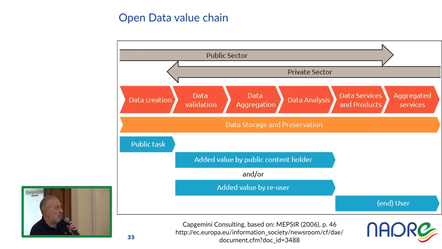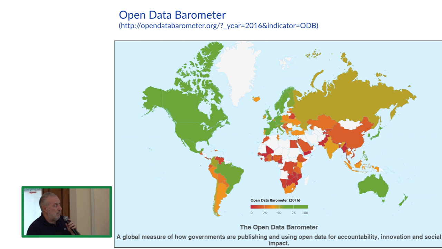The value chain involves the public sector, universities, research organizations, and the private sector, companies, startups, new economy companies. For the public sector, it is very important for data creation, data validation, data aggregation and analysis. And then the private sector can come in with aggregation and production of services that provide stakeholders with applications to analyze open data, for example, to make better decisions. So open data is very important.